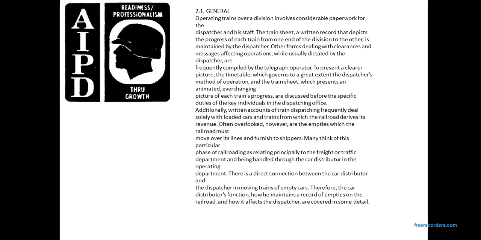Other things are overlooked, however, such as the empty cars. The railroad must move them over its lines to furnish its shippers, and this phase of the railroad relates to the principal freight traffic departing and being handled through the car distributor in the operating department. The direct connection between the car distributor and the dispatcher is the movement of the train and the empty cars. Therefore, the car distributor functions to maintain the record of the empties of the railroad. However, the effect of the dispatcher is covered in the same detail.